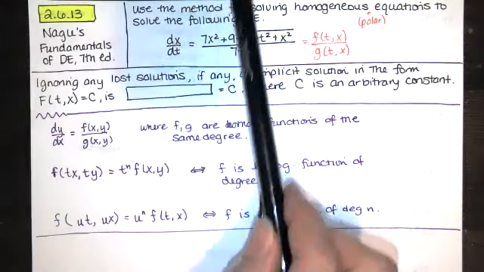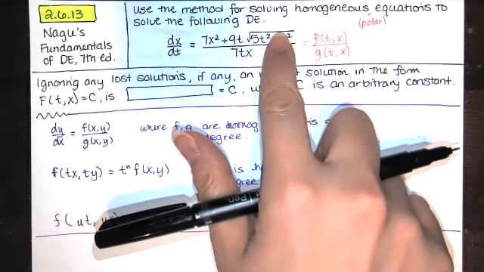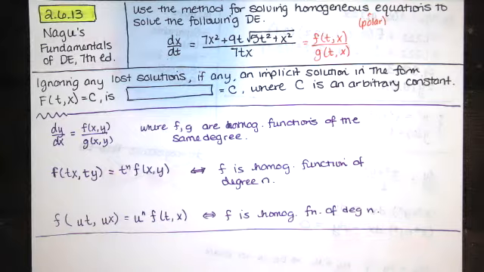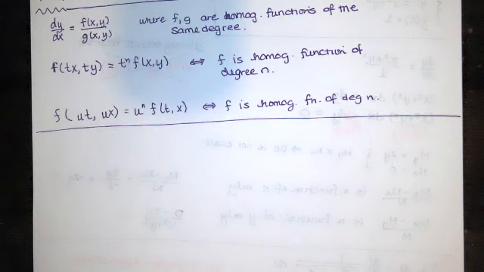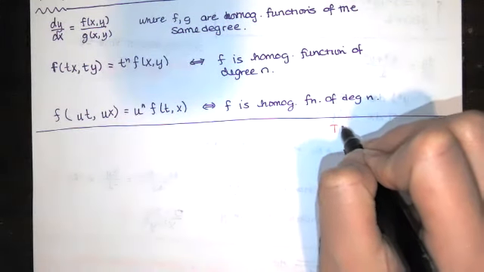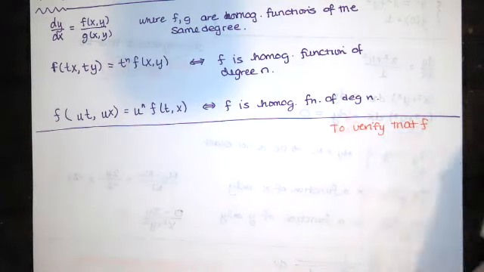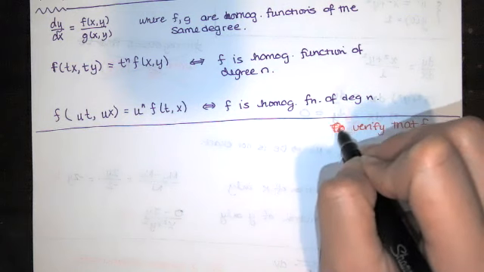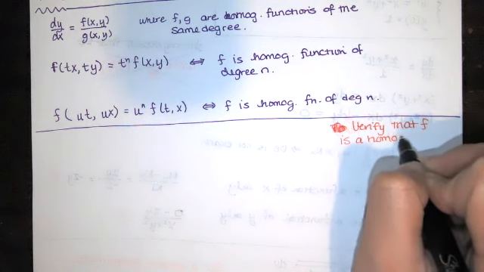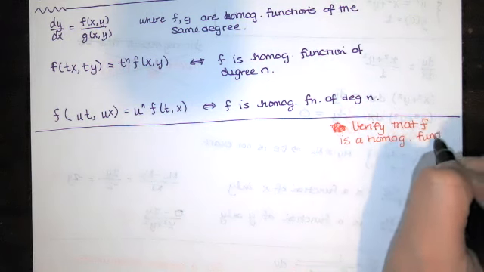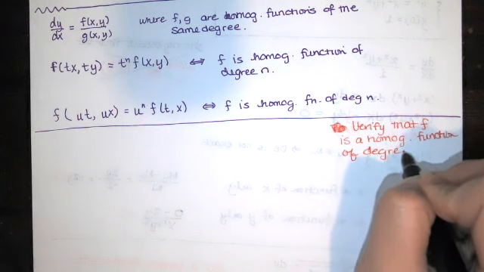So if I want to prove that this is a homogeneous differential equation, the way I do that is I show that this is a homogeneous function of a certain degree, and this is a homogeneous function of the same degree. Actually, I'll just say verify that f is a homogeneous function of a certain degree.